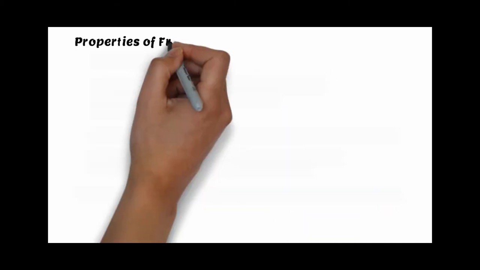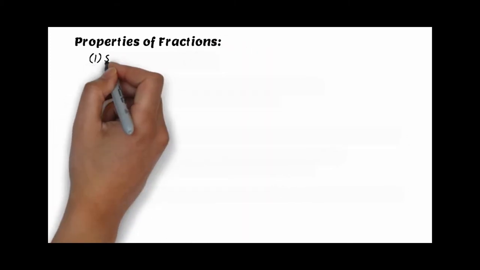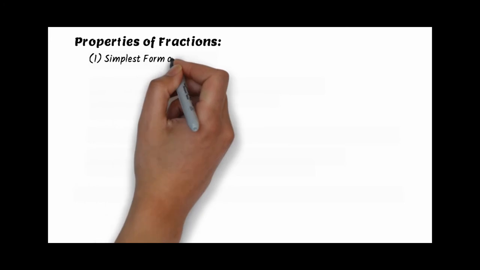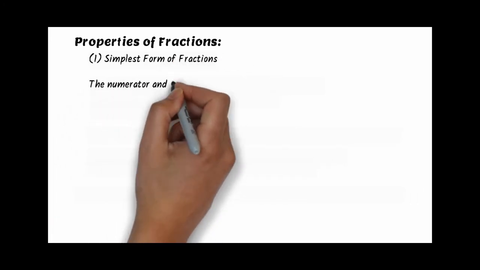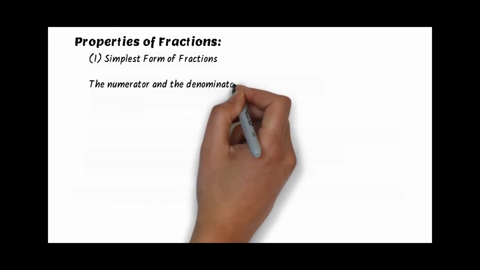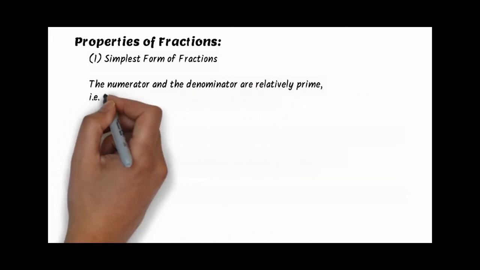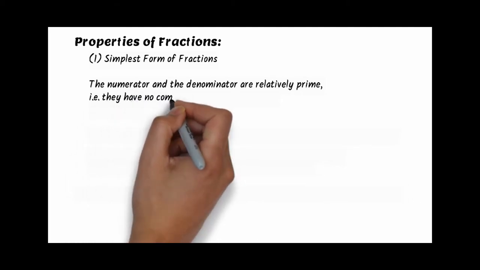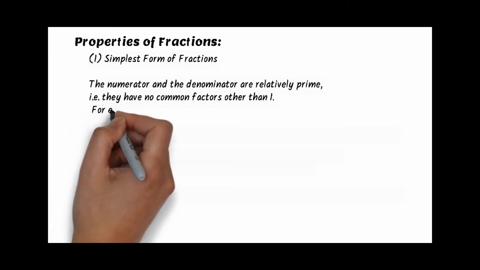We're going to introduce a new term called simplest form. So what is the simplest form of fractions? Simplest form of a fraction happens when the numerator and the denominator are relatively prime to each other. When two numbers are relatively prime, that means they have no common factors other than 1. Let's look at an example.